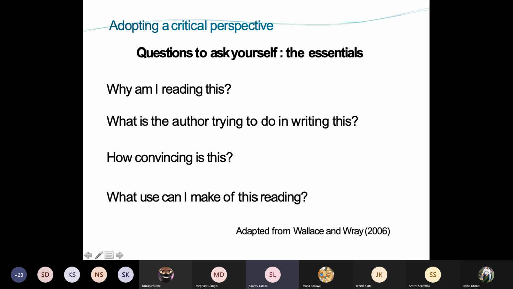So please, can you read this slide? You need to ask yourself what you need to ask.